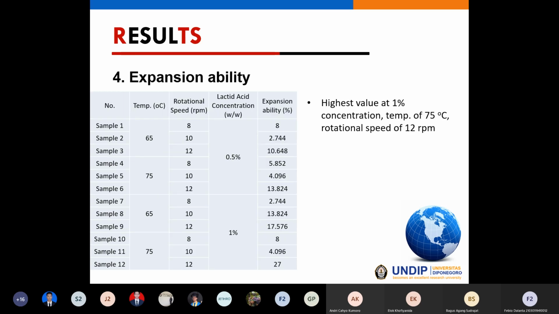For the expansion ability, the highest value is at 1% concentration, a temperature of 75 degrees Celsius, and a rotational speed of 12 rpm. It is sample 12. You can see that the highest is 27%.